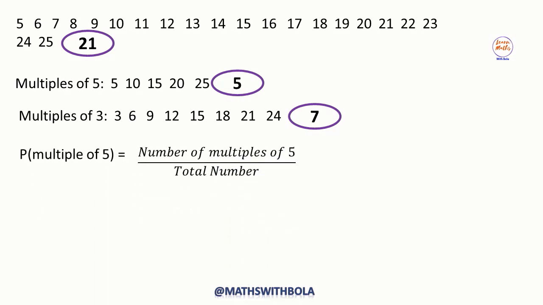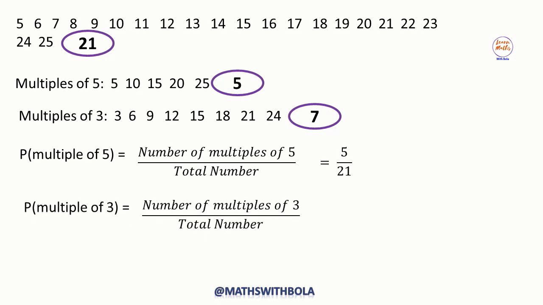Now, the probability that you have a multiple of 5 when you pick a number at random is number of the multiple of 5 over total number. That means how many multiples of 5 do we have there over the total numbers in that series. And that gives us 5 over 21. Then for the multiple of 3, the probability that you choose a number that is a multiple of 3 is equal to number of multiples of 3 over total number. And then you have 7 over 21.